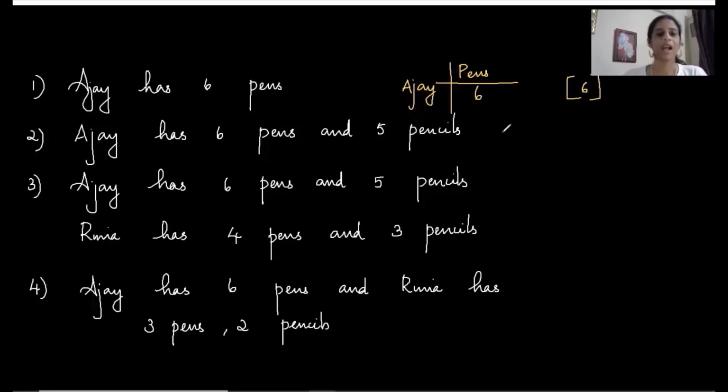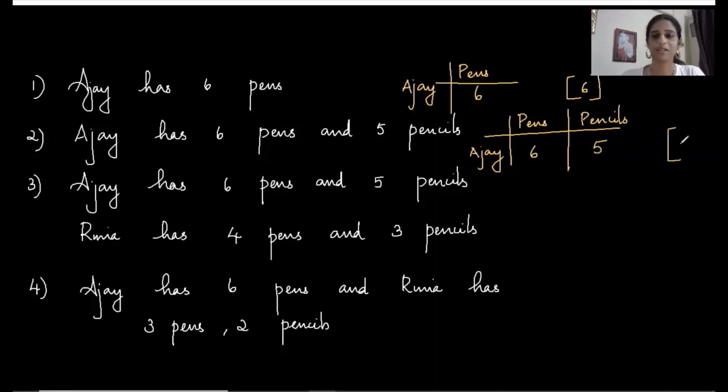Now the second one: Ajay has 6 pens and 5 pencils. We have Ajay as the row name, and pens and pencils as column names. So Ajay has 6 pens and 5 pencils. How to convert it into matrix form? It is simply the matrix 6, 5.